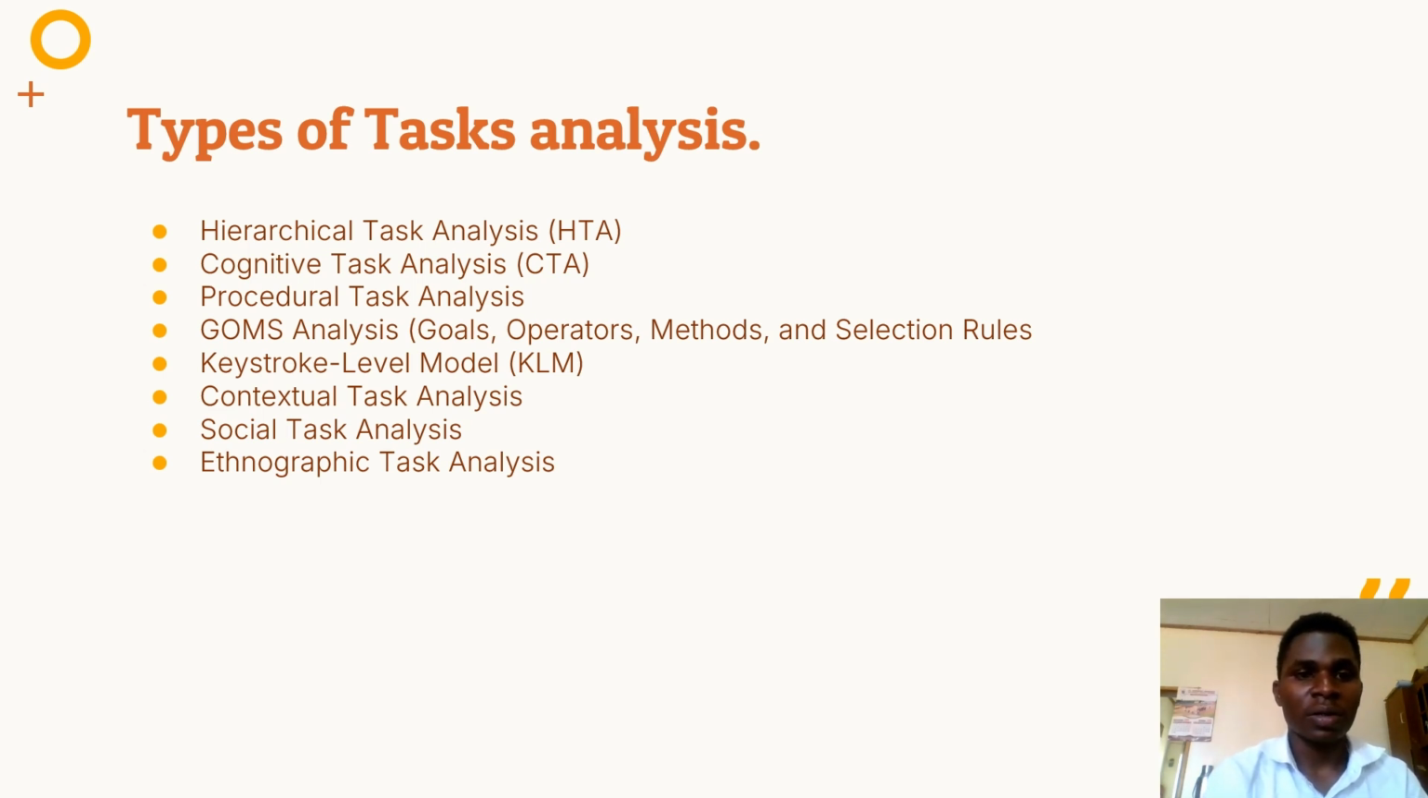Then we have cognitive task analysis, which is CTA. This basically looks at the mental processes involved in completing a given task. Some of the issues we look at is the decision-making level of an individual, of the user, the perception of the individual, the memory of the user.